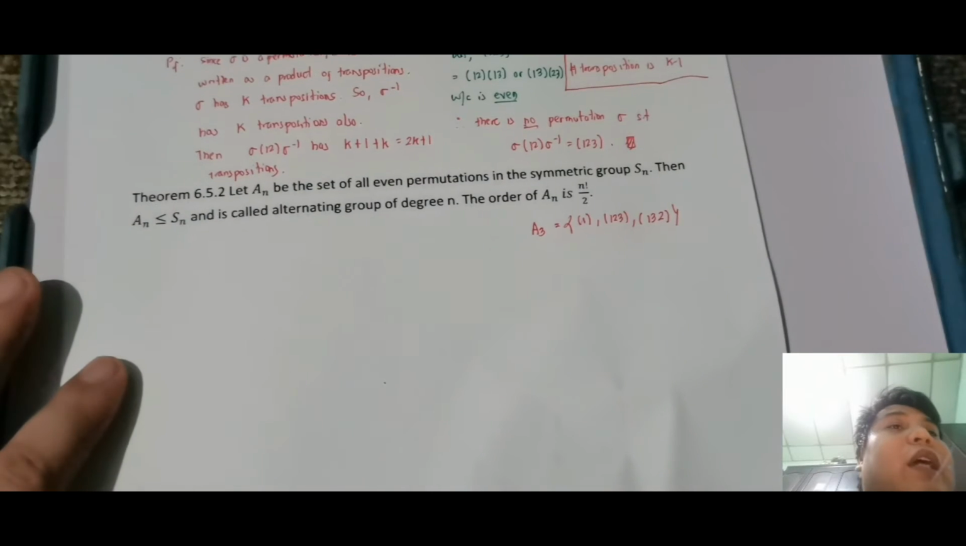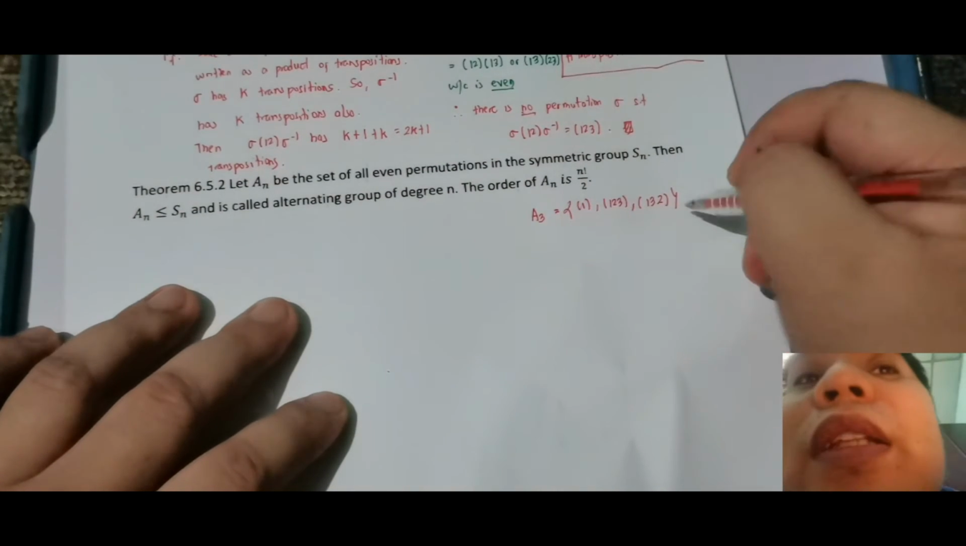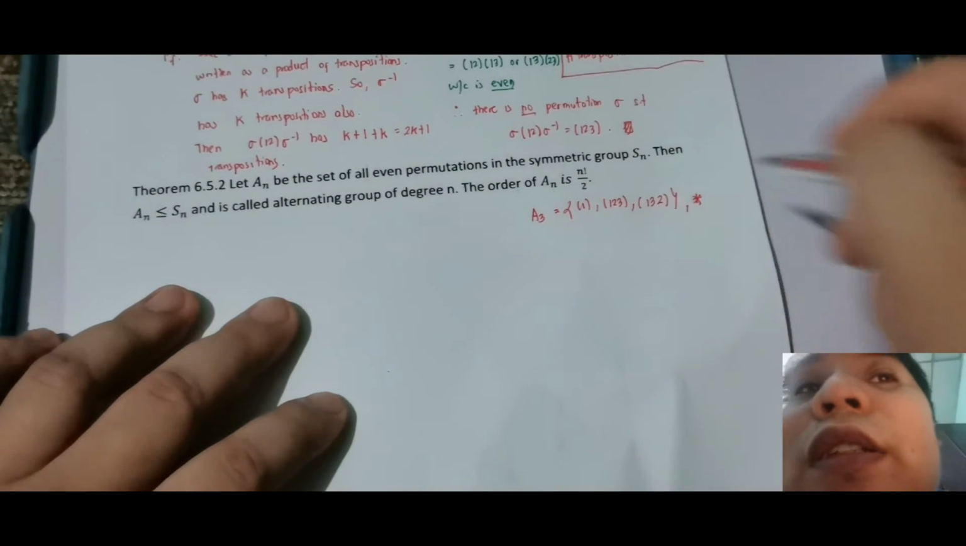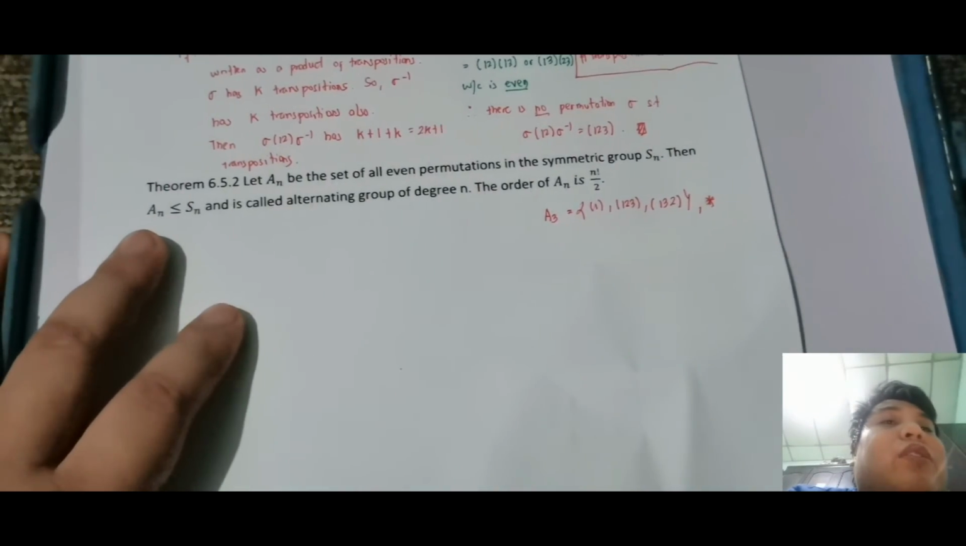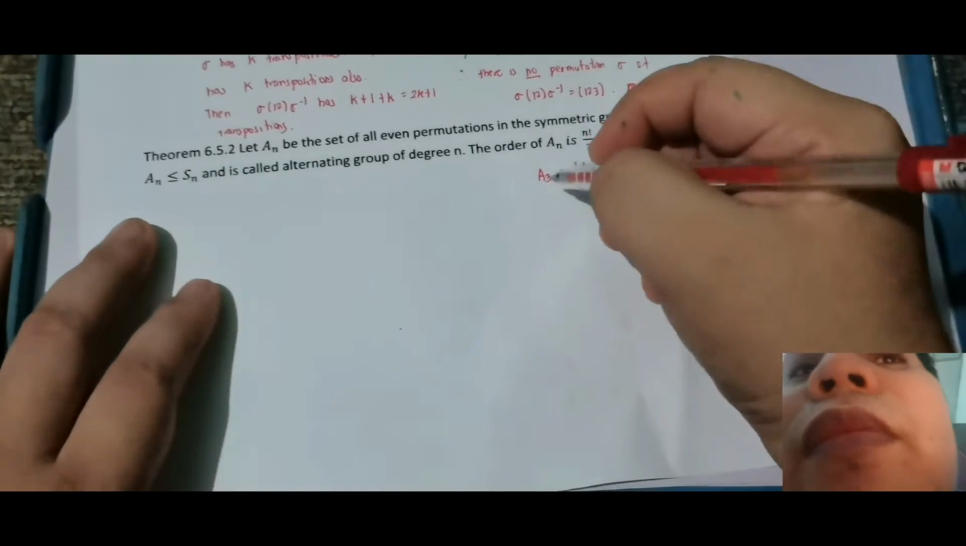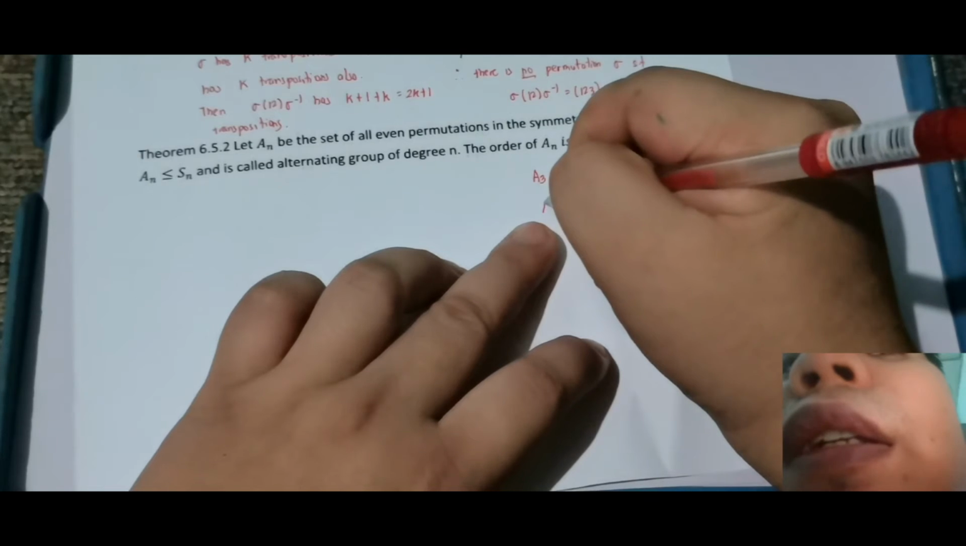Ayan yung element niya. Okay, so alam ko na siya ay even. So kanyang asterisk is composition of permutation actually. So again, ano yung kanyang order? Ang order niya is A sub 3.